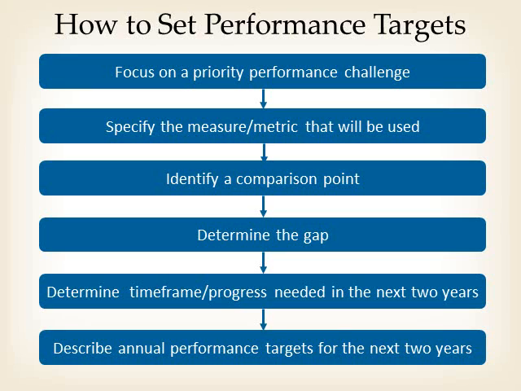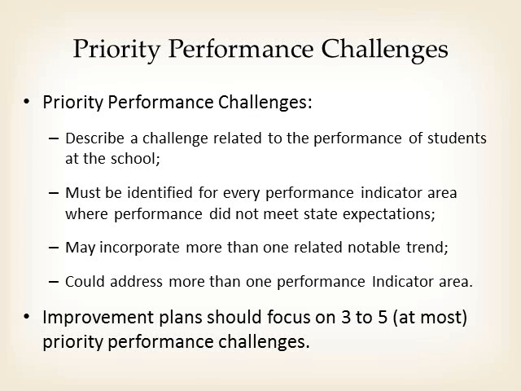We'll start with a few notes on the focus of performance targets, the school's priority performance challenges. As a reminder, priority performance challenges should describe a challenge related to the performance of students at a school. Priority performance challenges must identify every performance indicator area where performance did not meet state expectations. Typically, priority performance challenges incorporate more than one related notable trend. As a result, one priority performance challenge could address more than one performance indicator area, such as when the performance challenge relates to both growth and achievement in a content area.